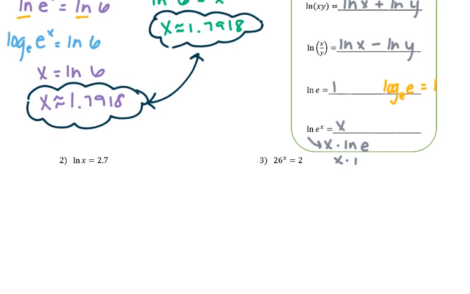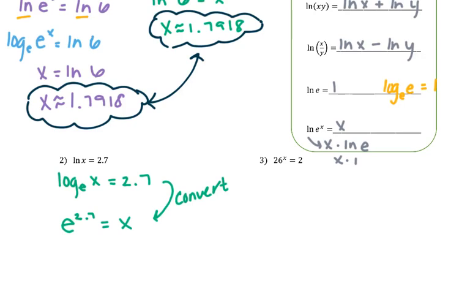All right, so on this one, let's try to convert it. Remember, what you're dealing with here is log base e of x is equal to 2.7. So we have e to the power of 2.7 is equal to x. Cool. When you converted it, you got x alone.